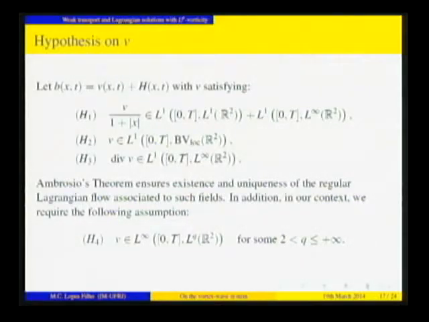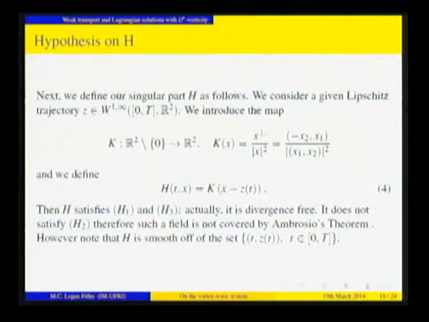In addition, to be able to add the H of t, I need an extra hypothesis. So the hypothesis is that V is also L infinity from 0 to t into LQ. Just this part has to be LQ for our result to work. Okay. Also, the hypothesis on H: I'm going to take H precisely, I mean, of course, I could have done this more general, but why care, right? H is going to be precisely a sum of vector fields of this form, centered at a point z of t, and I'm going to assume the trajectories z of t are Lipschitz.